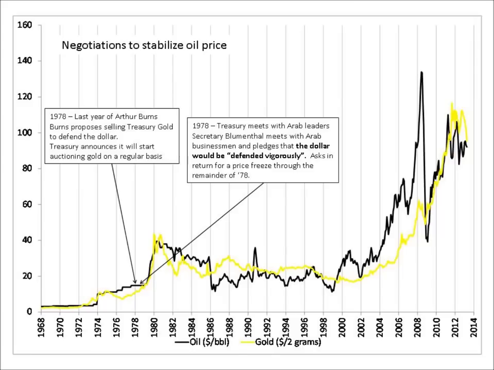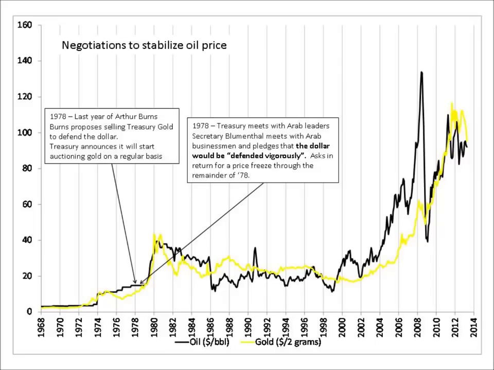You can see how the U.S. responded to increased prices by OPEC. In 1978, Fed Chief Arthur Burns proposed selling Treasury gold on a regular basis to defend the dollar. And who do you suppose the message was intended to influence? Well, the Saudis, of course, because of their influence on the value of the dollar and their interest in gold.